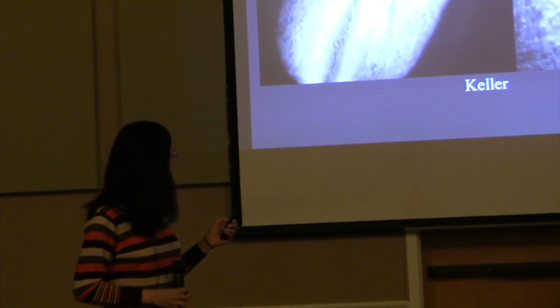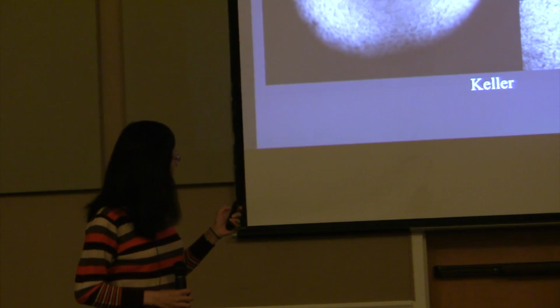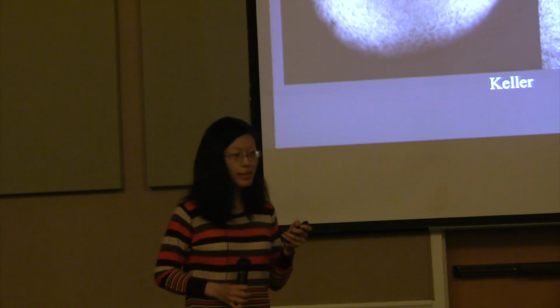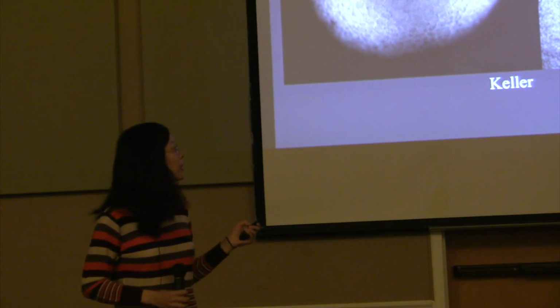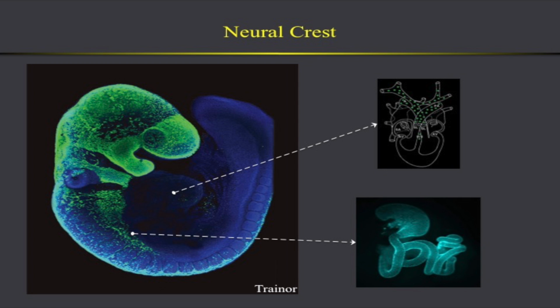So among the different highly migratory cell types, I chose the neural crest as a model to study how cell migration is regulated in the living embryo. This is a mouse embryo with neural crest labeled in green. You can see that the neural crest originates from the dorsal portion of the neural tube, and it migrates into different areas of an embryo to give rise to different structures.